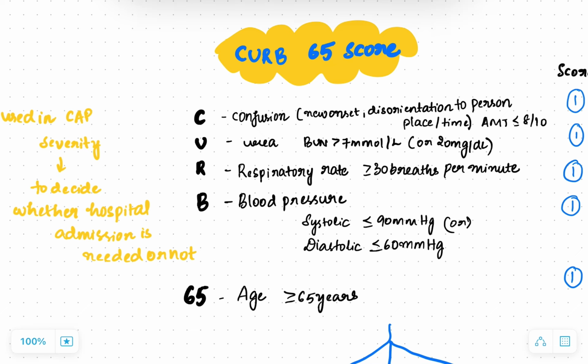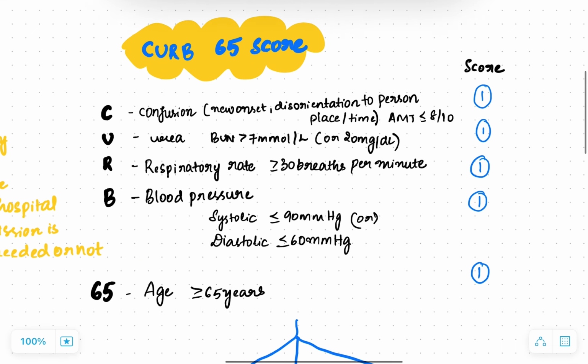Next is urea levels, blood urea nitrogen levels more than 7 millimoles per liter or 20 milligrams per deciliter, and respiratory rate more than 30 breaths per minute, and blood pressure levels, if systolic is less than or equal to 90 millimeters of mercury or diastolic less than or equal to 60 millimeters of mercury. Age more than or equal to 65 years. For each of these, one score is given.